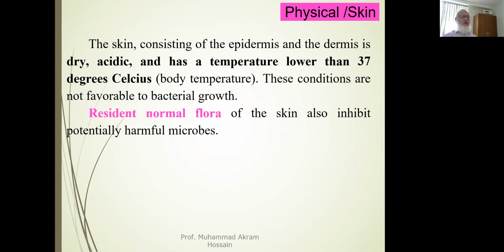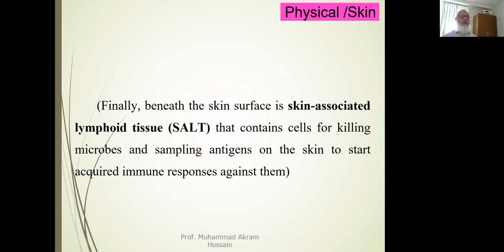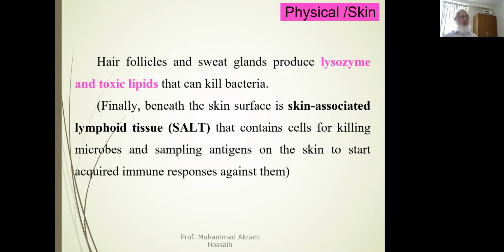Resident normal flora of the skin also inhibit potentially harmful microbes. In addition, dead keratinized cells that make up the surface of the skin are continuously being sloughed off so that microbes do not colonize. These cells are constantly being removed and new cells appear. Finally, beneath the skin surface is skin-associated lymphoid tissue, SALT. It contains cells for killing microbes and sampling antigens on the skin to start acquired immune responses against them. So in the skin both components are present. Hair follicles and sweat glands produce lysozyme and toxic lipids that can kill bacteria.